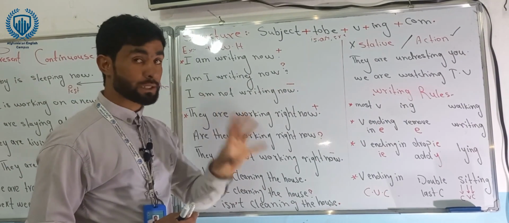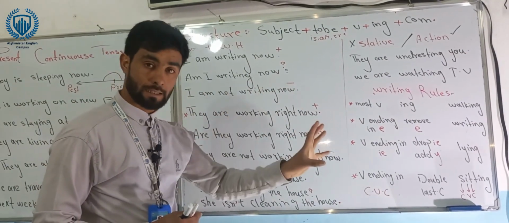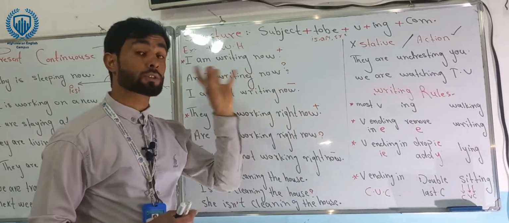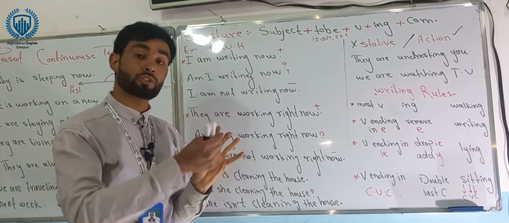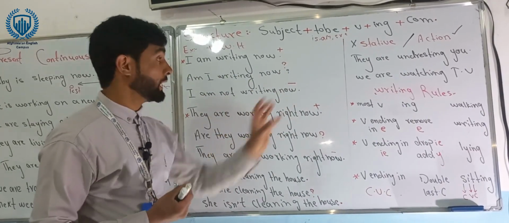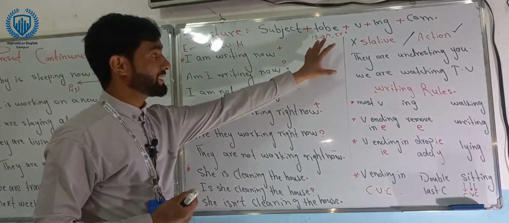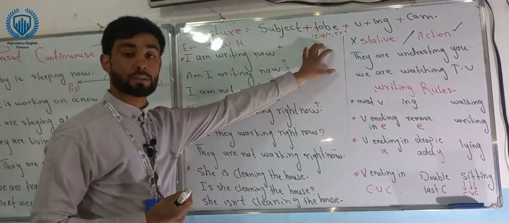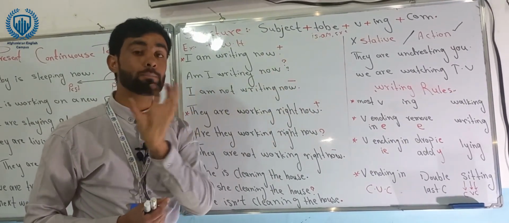Not only in present continuous tense, in any other tense, in all the tenses, the auxiliary verbs come in the beginning and change the sentence to question and negative. So in this tense, in the present continuous tense, our auxiliary verb is am, is, are.